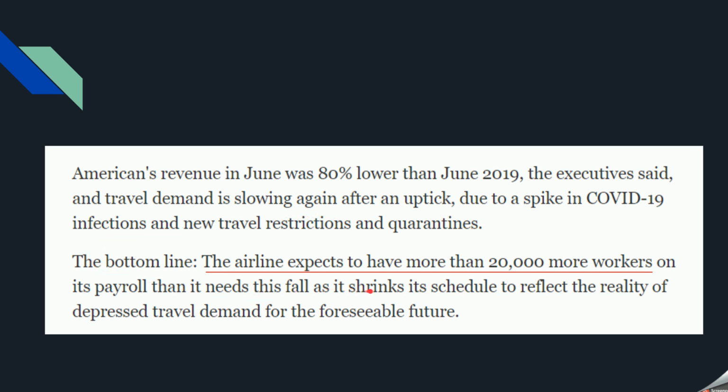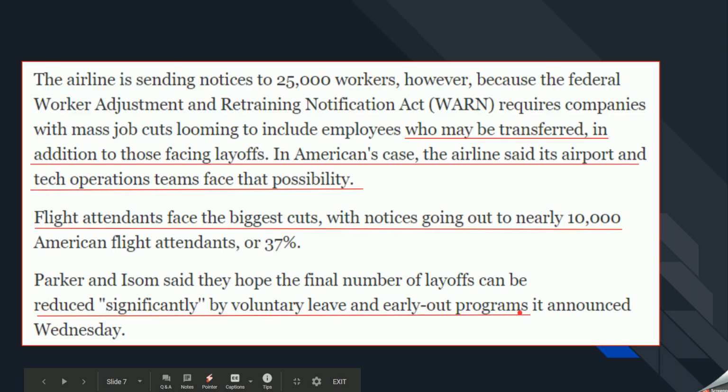The bottom line is the airline expects to have more than 20,000 more workers on its payroll than it needs for this fall as it shrinks its schedule to reflect the reality of depressed travel demand for the foreseeable future. Okay, the airline is sending notices to 25,000 workers. However, because the Federal Worker Adjustment and Retraining Notification Act, WARN, requires companies with mass job cuts looming to include employees who may be transferred, in addition to those facing layoffs. In American's case, the airline said its airport and tech operations teams face that possibility. Flight attendants face the biggest cuts, with notices going out to nearly 10,000 American flight attendants.